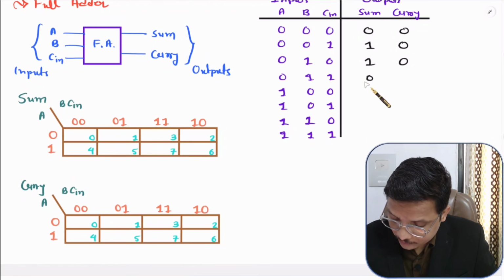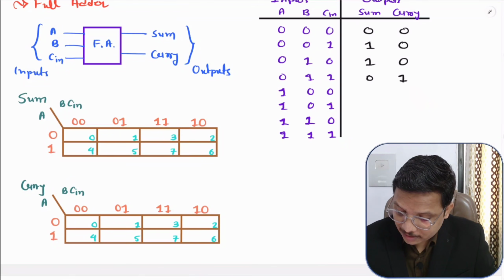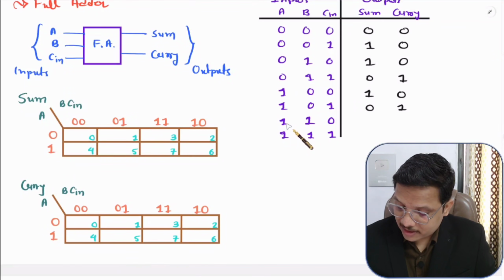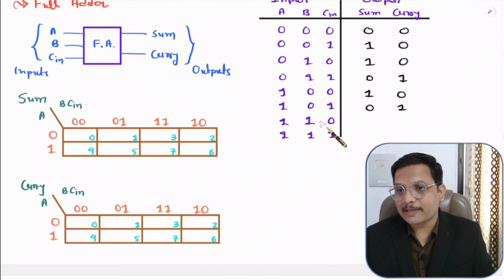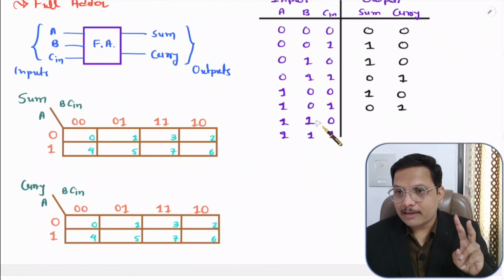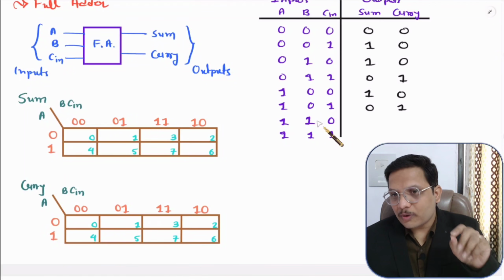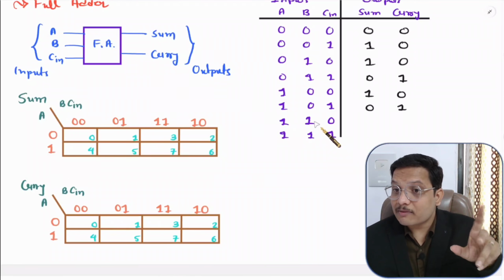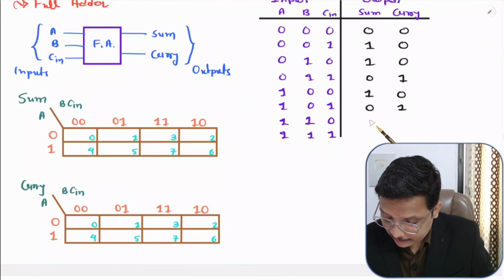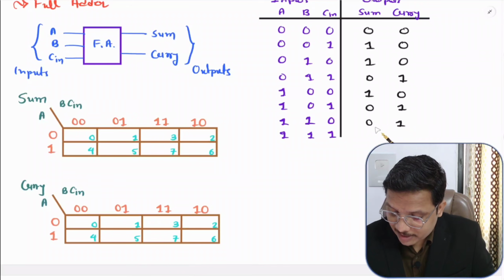So here, sum is 0, carry is 1. When you add 1, 0, 0, sum is 1, carry is 0. When you add 1, 0, 1, sum will be 0, carry will be 1. When you add 1, 1, 0, means 2 ones are there. 2 ones means 2 in digital, it will be 1, 0. So 1 will be carry and 0 will be sum, right? So that is how we will be having this.